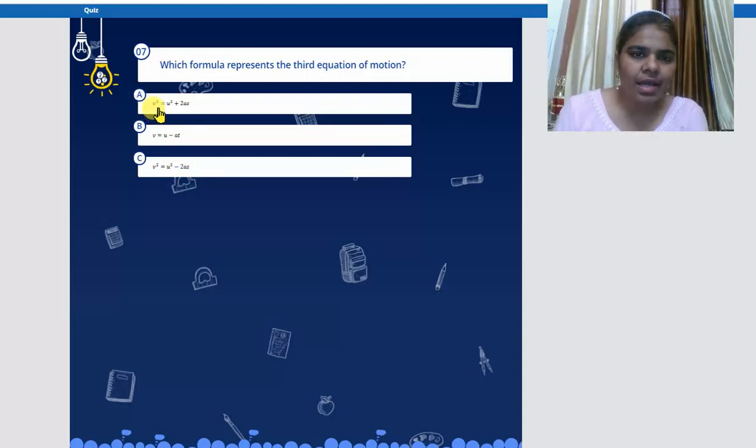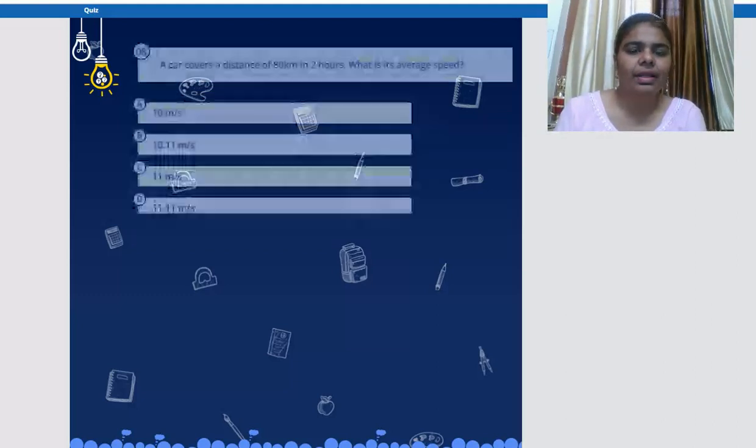Now see here, v square equal to u square plus 2as. If we take this u square to the left side, it will be v square minus u square equal to 2as. So it's representing the third equation. Let's move to the next question now. It's correct.